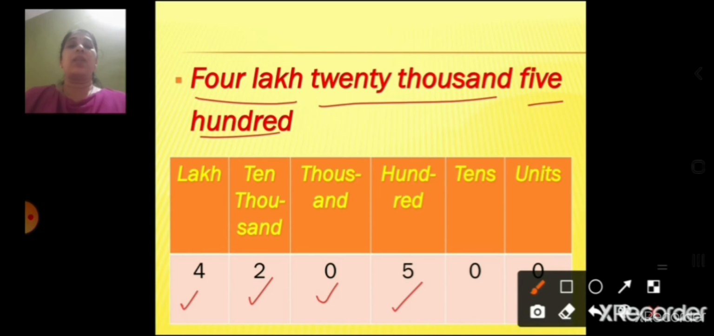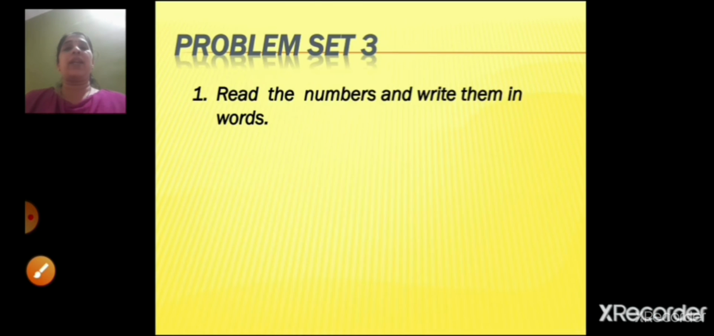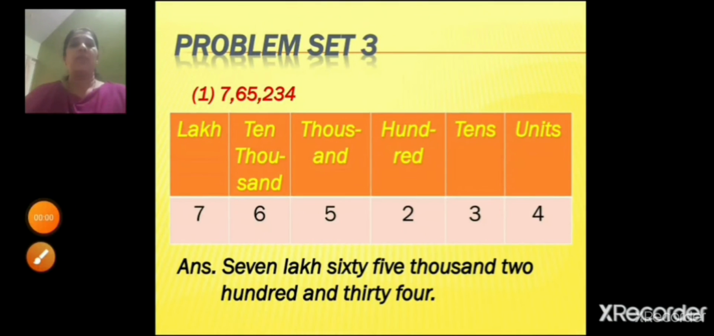Nothing more is written ahead of 100, right? So you will write 0 in the tens place and 0 in the units place, right? So I hope students you have understood how to read and write the 6-digit number. So let's start with problem set 3.